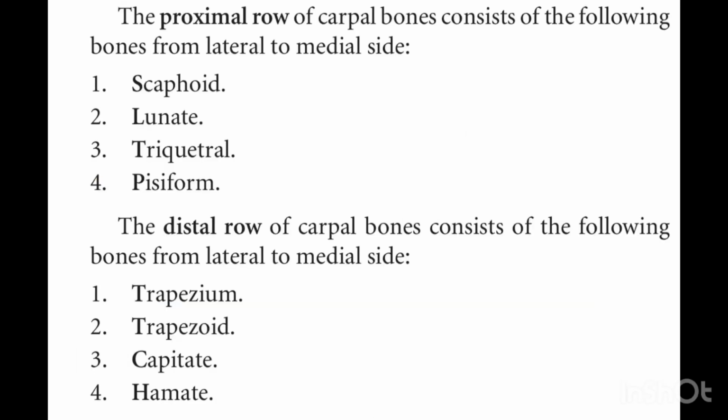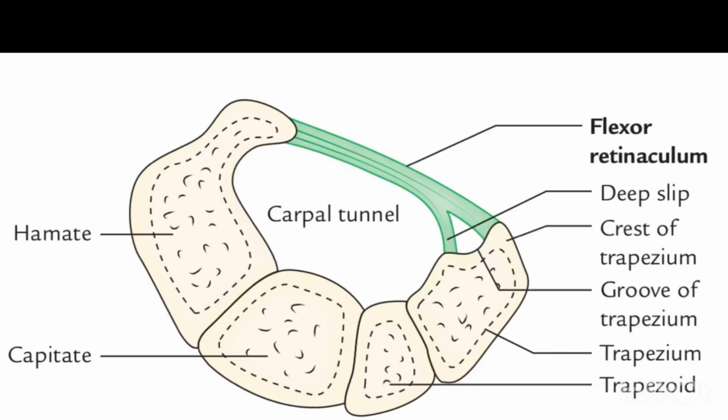What are the carpal bones? We have the proximal carpal bones, we have the distal carpal bones. The proximal carpal bones: "She looks too pretty." What is "she looks too pretty"? Scaphoid, lunate, triquetrum, and pisiform. The distal carpal bones: "Try to catch her." What is "try to catch her"? Trapezium, trapezoid, capitate, and hamate. They form the floor of the carpal tunnel.